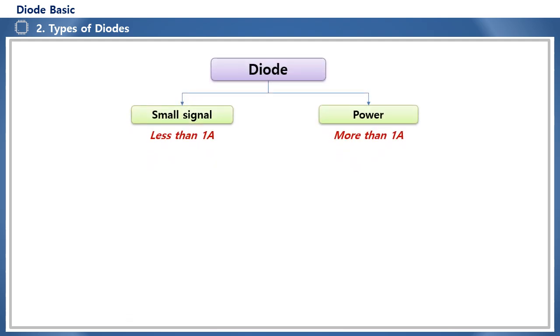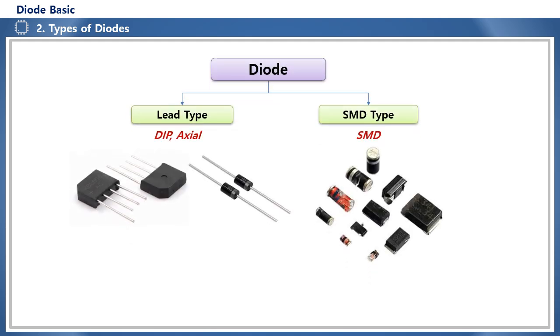Diodes are classified by the size of the forward current, or IF, that they can handle. Generally, diodes for less than 1 ampere are called small signal diodes, and diodes for more than 1 ampere are called power diodes. Depending on the diode's package and mounting style, it is divided into leaded, or DIP or axial, types and surface-mounted, or SMD, types. Leaded types generally have large capacities, but recently, as the range of applications for SMD types has expanded, many large capacity types have been released and are being used.